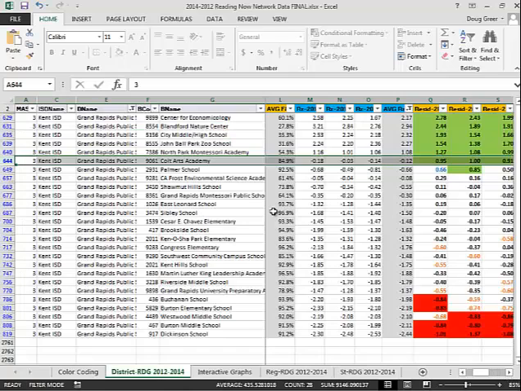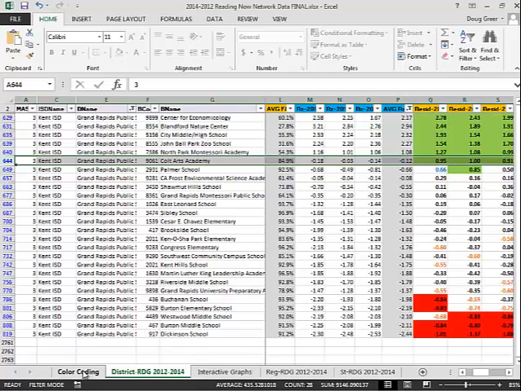The next set of columns after the average free and reduced lunch is this RZ 2012. This is the 2012 reading Z-score. Looking at the average Z-score for Coit Arts Academy, for example, we see that you have a negative 0.18, which is just slightly below the state average. Their highest school is a 2.5, and their lowest school is a negative 2.3.